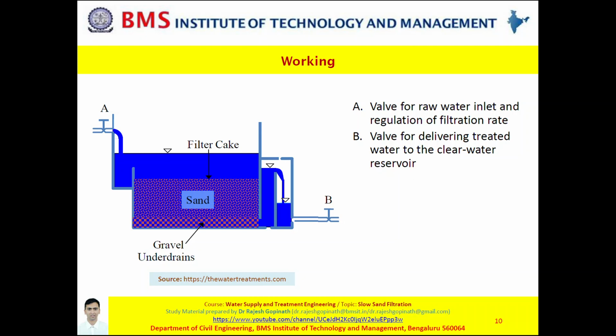So when it is getting filtered from the sand to the base, due to biological action, that is the action of algae and microorganisms on the waste matter, and due to mechanical straining, the impurities are removed. So this is the basic operation or working of a slow sand filter. Let us move on to the next slide, slide 11.